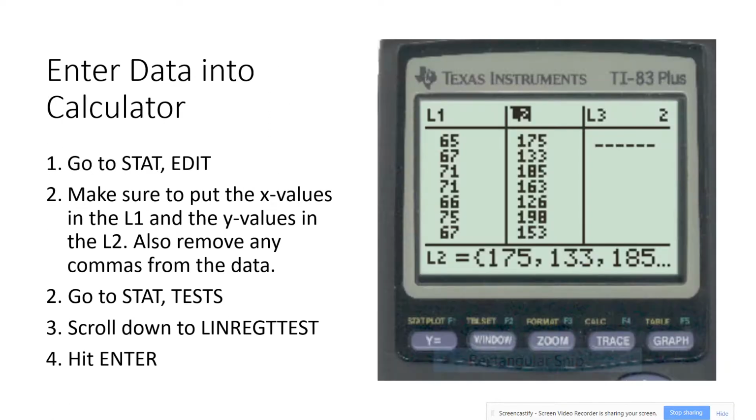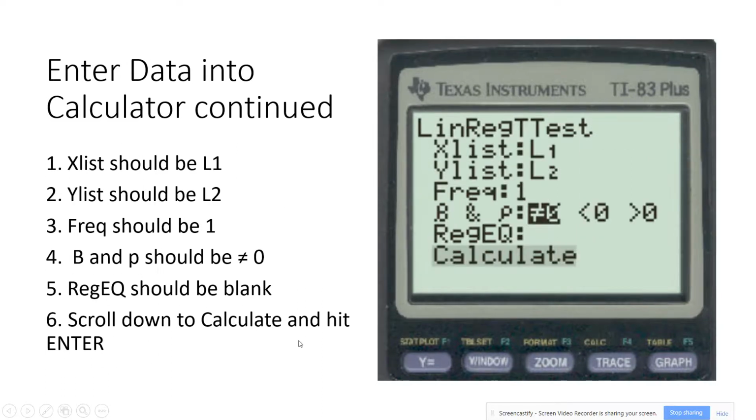All right. If you're going to put the data in the calculator, you go to Stats, Edit. Make sure that in L1 you put your X values, and in L2 you put your Y values. Then you go to Stats, Test, and go down to LinRegTTest and hit Enter. As you see here, I've done that. X list should be L1, Y list should be L2, frequency should be 1. Always use the not equals in this class. Please don't worry about directional. That's if you get into a higher level of stats. The RegEQ should be left blank, and you hit Calculate.